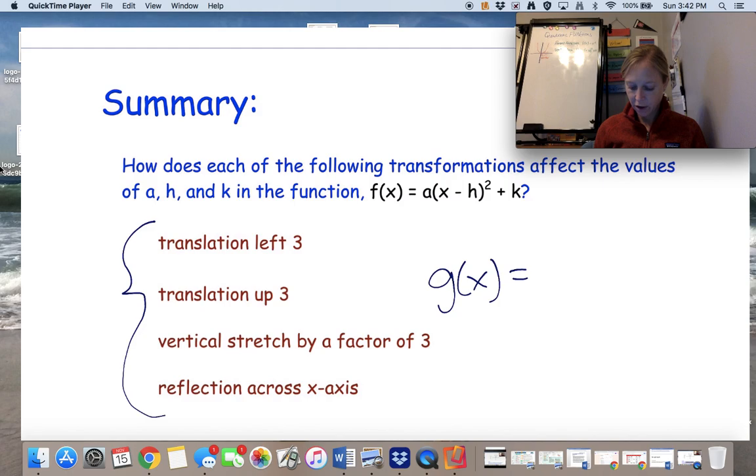All right, here's your correct answer. Reflected across the x-axis, vertical stretch by 3. Left 3 would be a +3, and then up 3 is another +3. So there you go, that's the correct format.